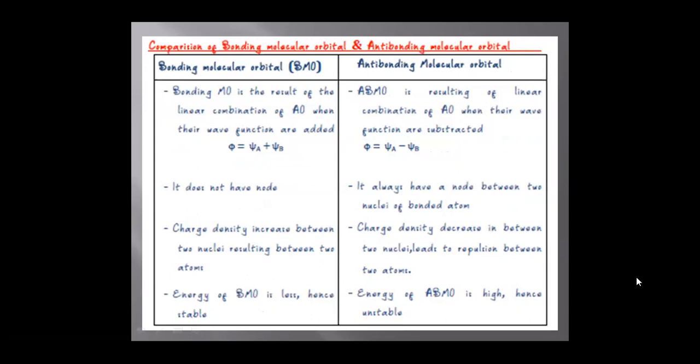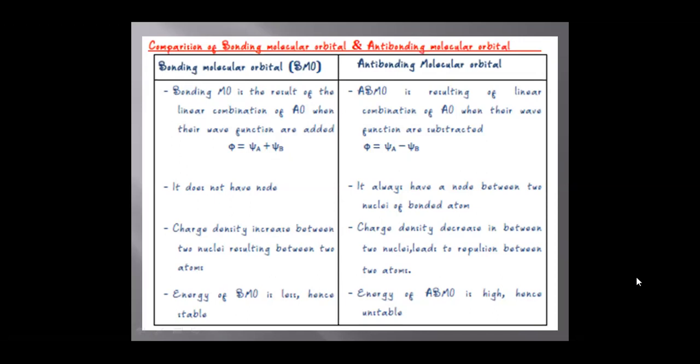Comparison of bonding molecular orbitals and anti-bonding molecular orbitals. The bonding molecular orbital does not have nodes, whereas the anti-bonding molecular orbital has a node between the two nuclei of the bonded atoms. The energy of the bonding molecular orbital is less, hence it is stable. The energy of the anti-bonding molecular orbital is high, hence it is unstable.